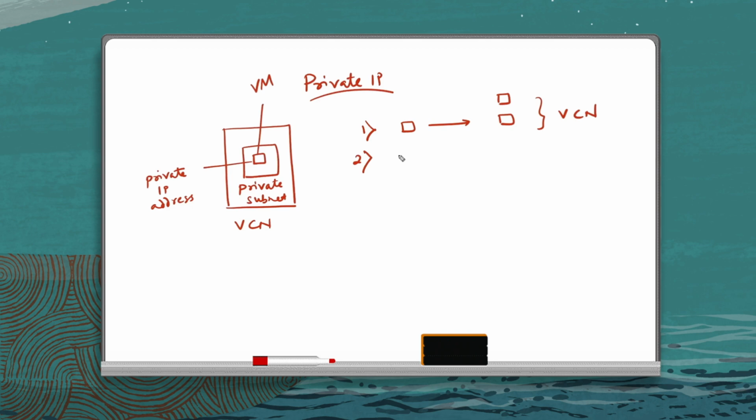The second scenario is that of peering. Peering happens when you connect two different virtual cloud networks.